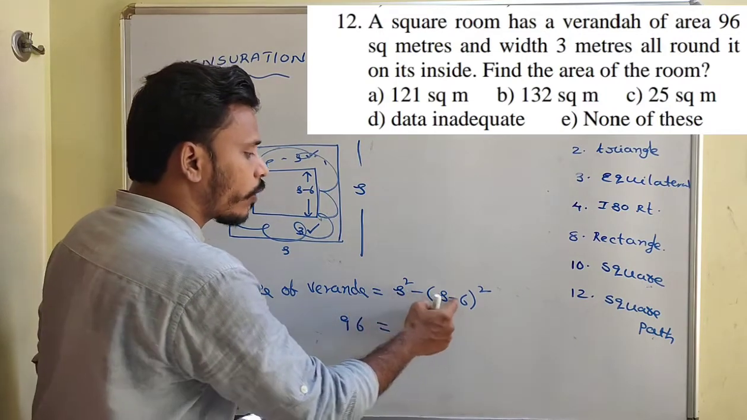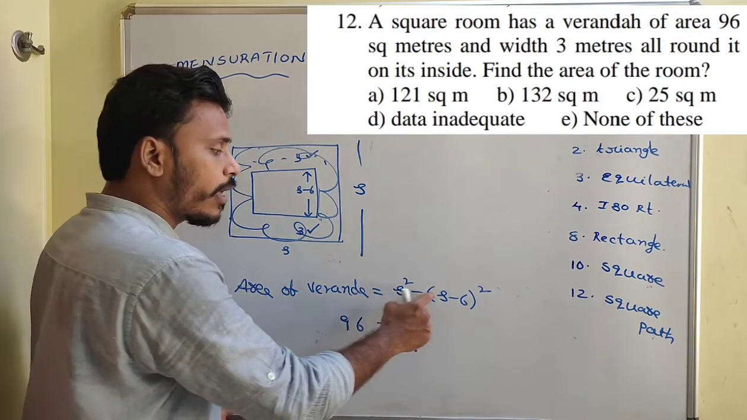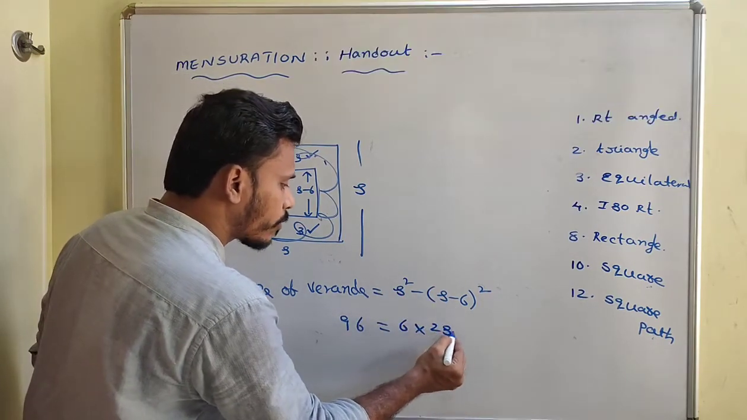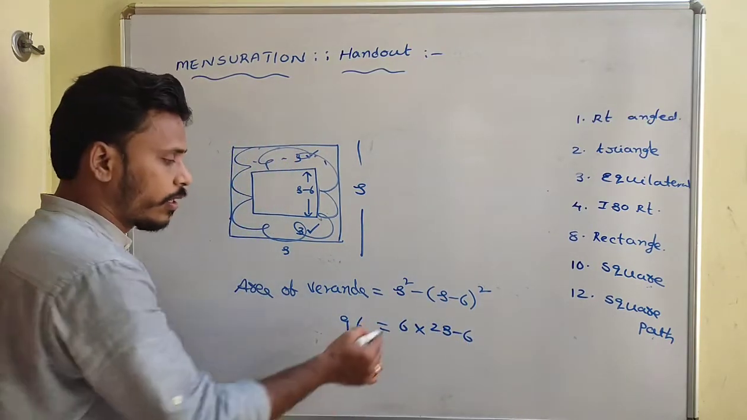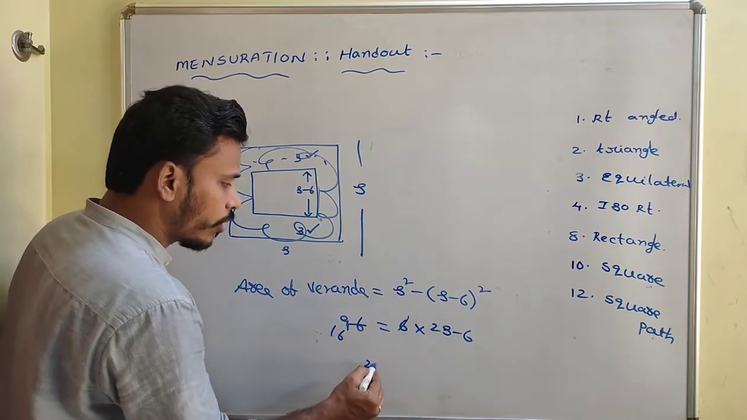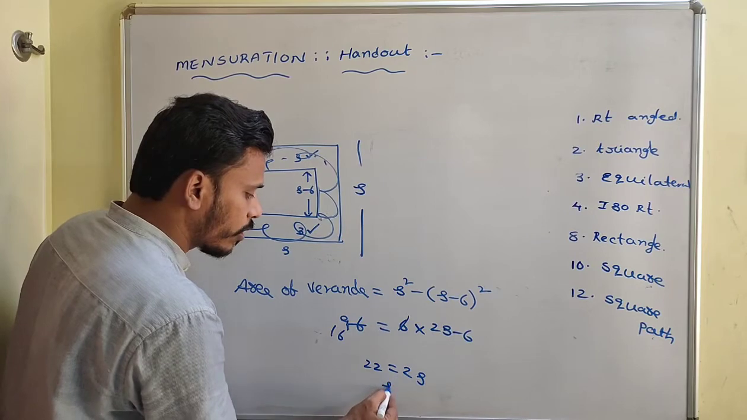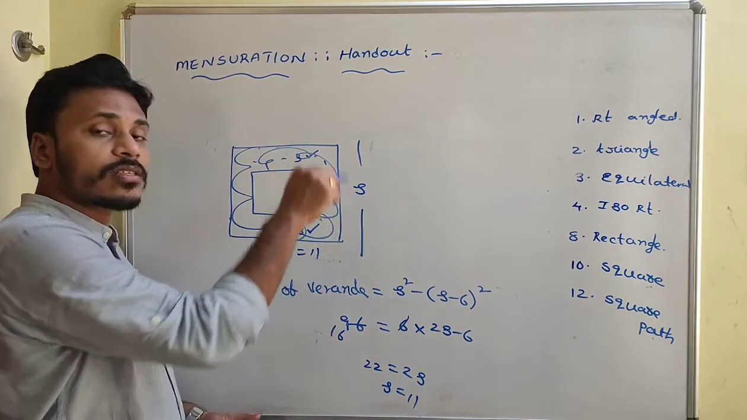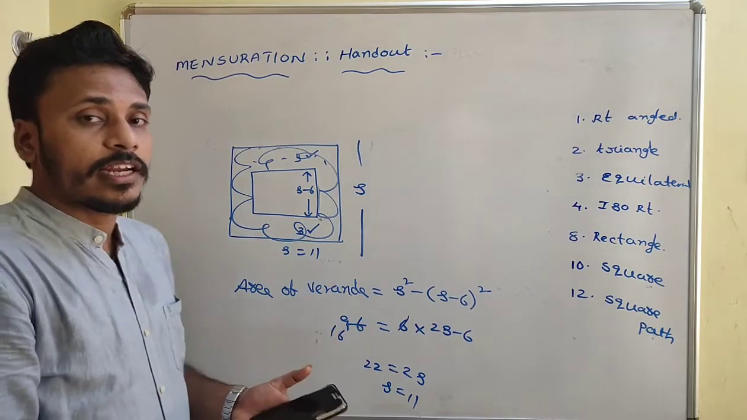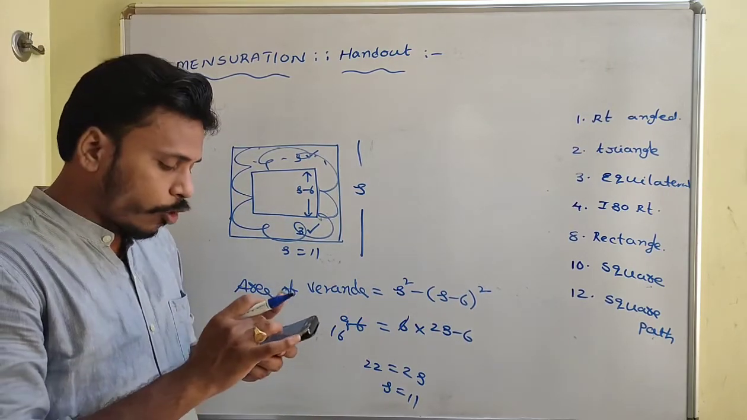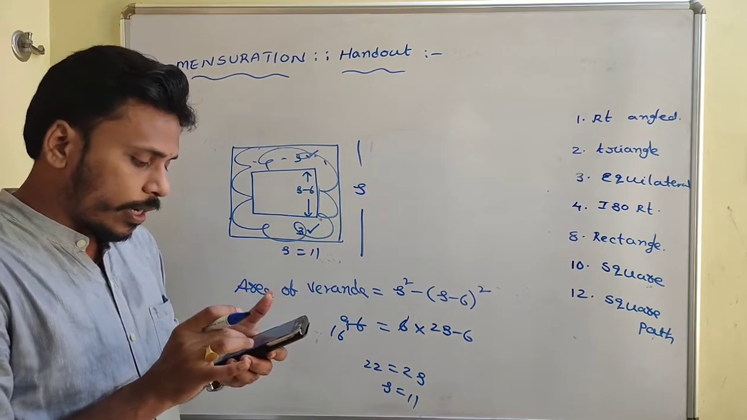So again use a square minus b square. A minus b, which is 6, a plus b, which is 2S minus 6. We need to calculate. 6 times (2S minus 6) is 96. If you send that 6 this side, 22 is equal to 2S, S is equal to 11. So side length is 11. Since side length is 11, area is side into side, 11 into 11, 121.